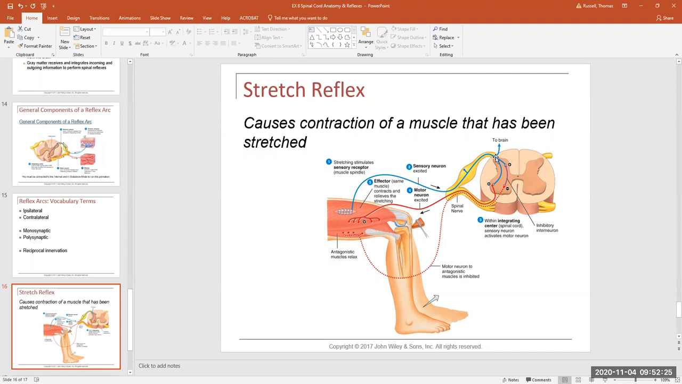Notice the sensory neuron not only tells the brain that you feel the reflex, it tells the quad group muscles to contract by stimulating that motor neuron, but it also makes a synapse with an inhibitory interneuron, which inhibits the motor neuron that goes to your antagonistic muscle group, the hamstring. So by inhibiting this neuron, which is called reciprocal inhibition, we inhibit the antagonistic muscle group and our leg extends at the knee.